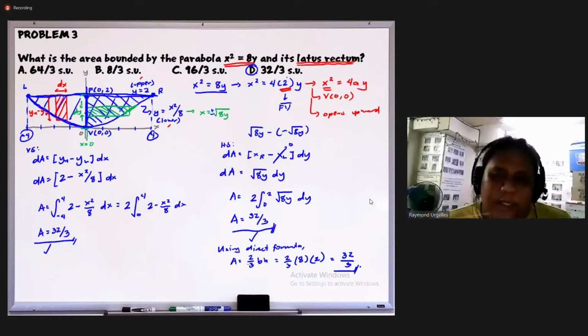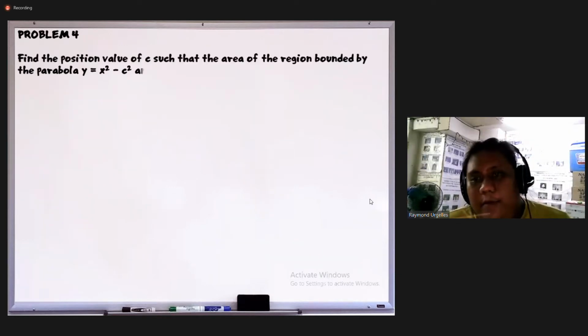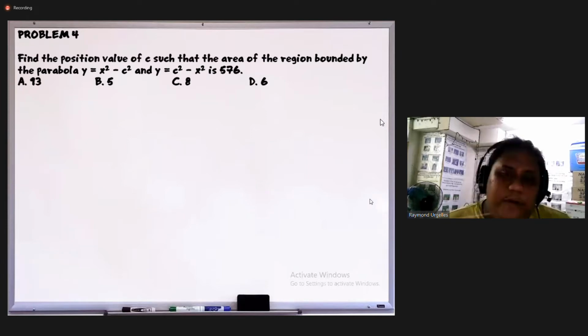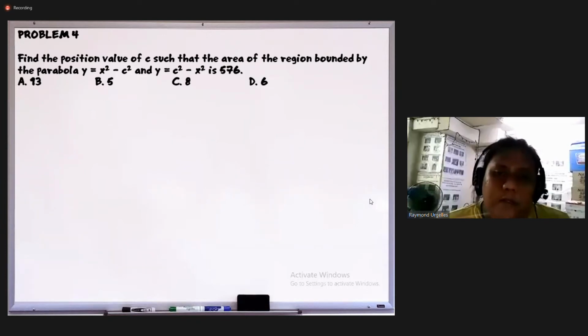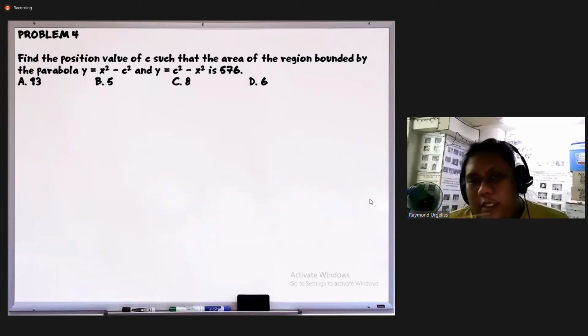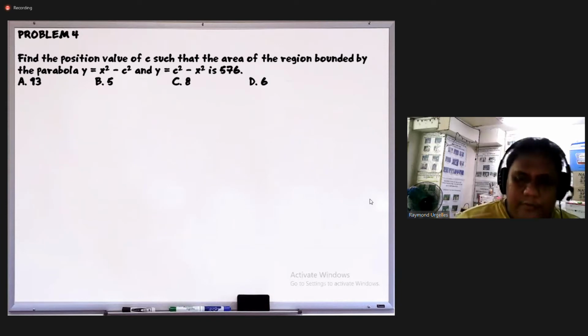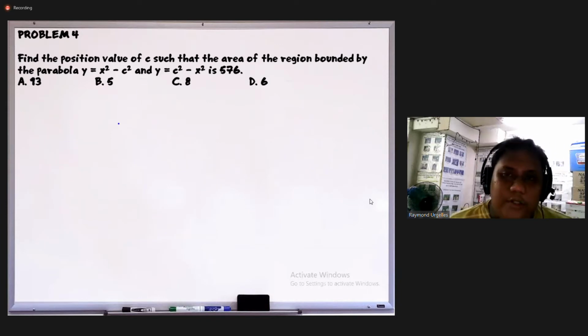So let's try another example. We have, find the positive value of c such that the area of the region bounded by the parabola y is equal to x squared minus c and y is equal to c squared minus x squared is equal to 576. Okay? So dito kayo na yung bahala kung gusto nyo gumamit ng integration. Pero itatry natin itong isolve using just the direct formula, kasi simple lang naman yung equation. Or simple lang yung magiging solution natin dito.